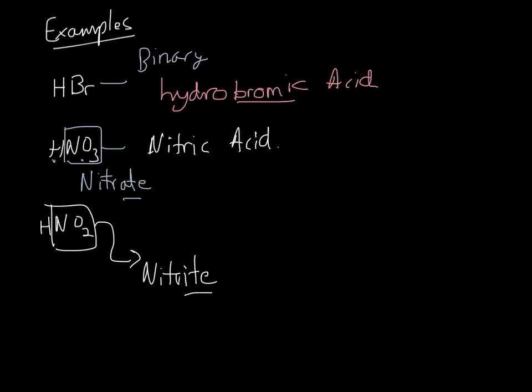So because it's got an -ite at the end, we're going to get rid of the -ite and add an -ous. So our acid is going to look like this. It's going to be nitrous acid. Okay, and that's how to name the different types of acids.